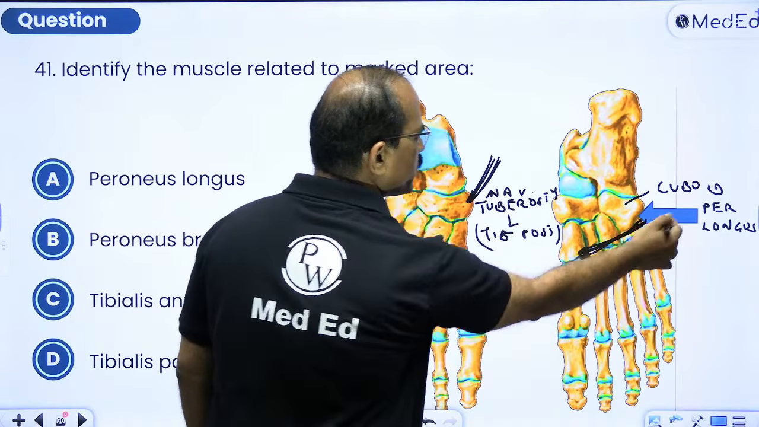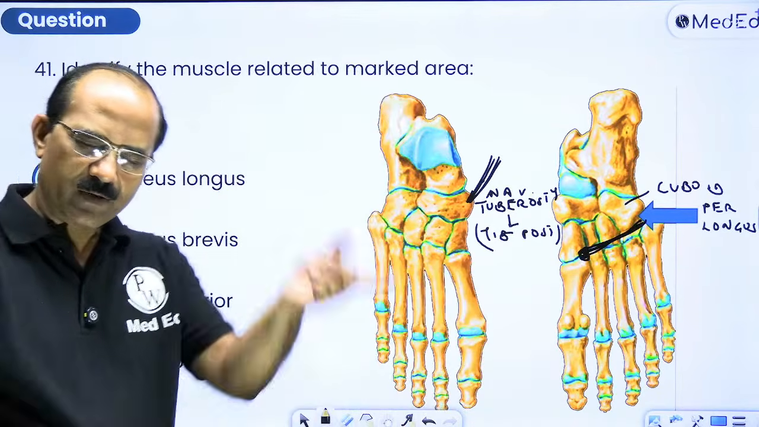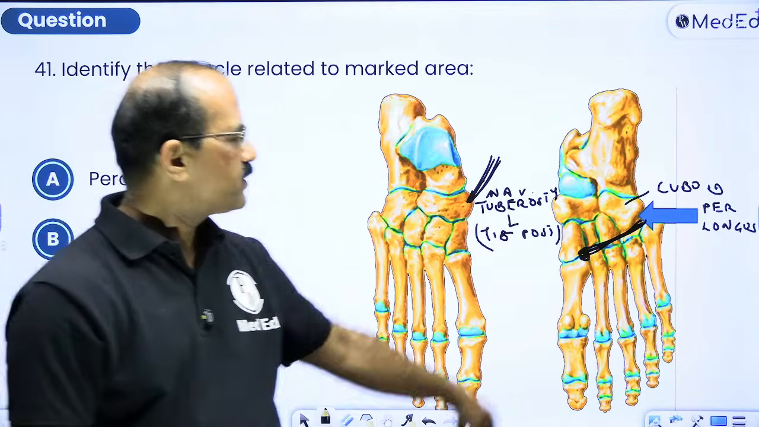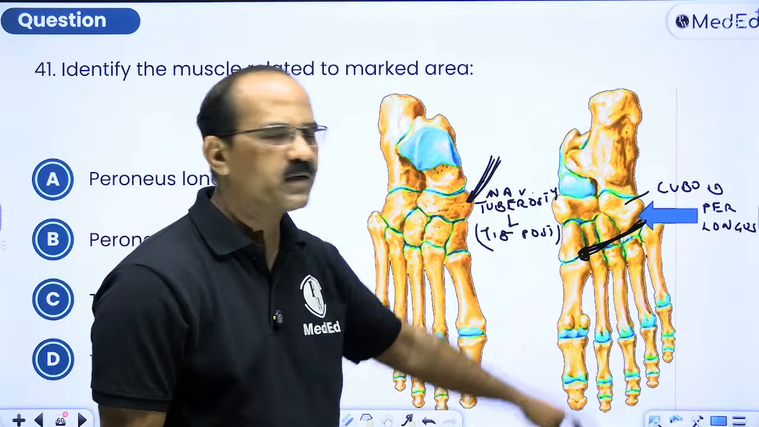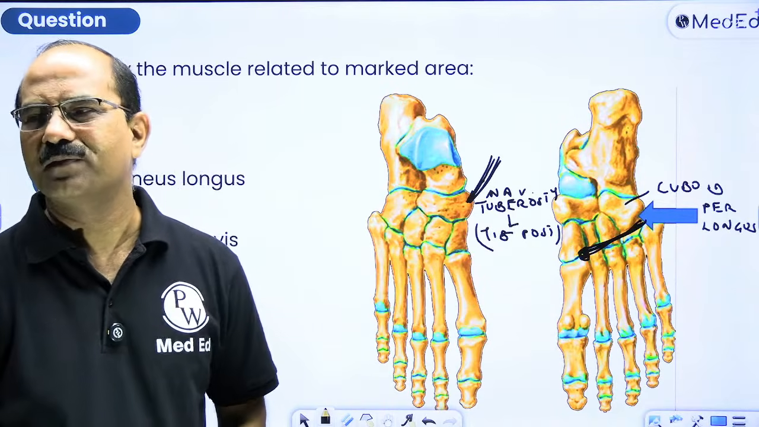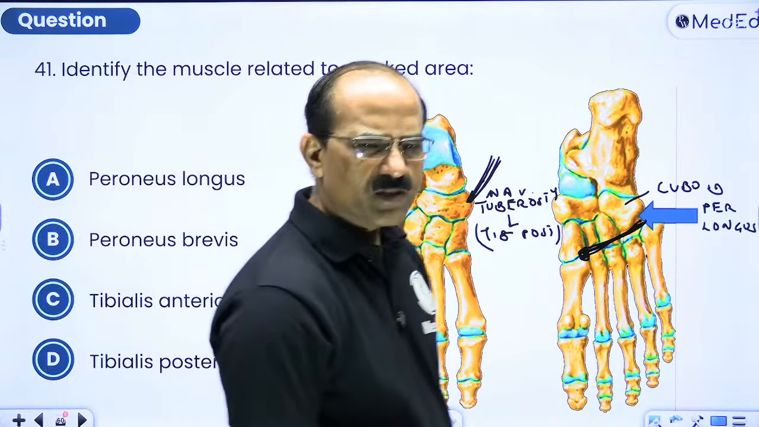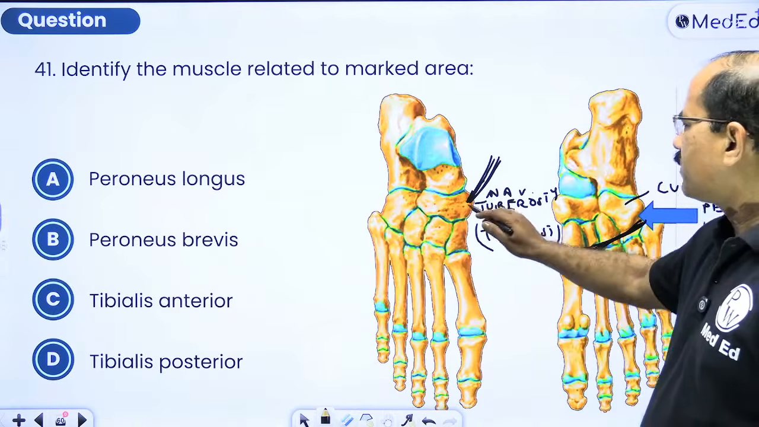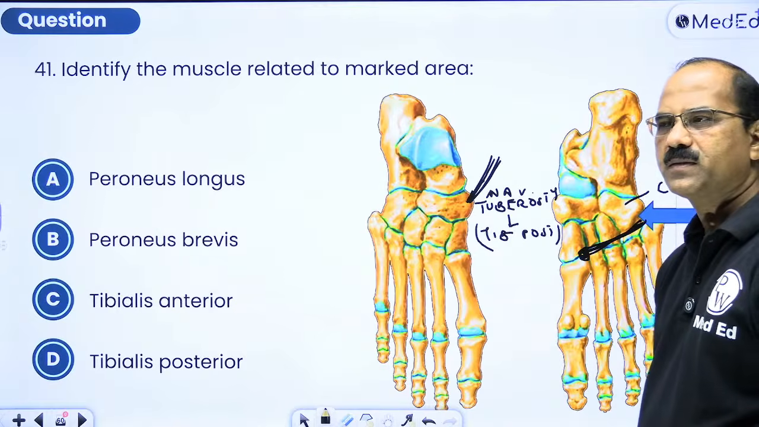So that's the peroneus longus. Peroneus longus muscle comes from the lateral side. It grooves the cuboid, goes below the metatarsal bones, inserts on the lateral aspect of base of the first metatarsal and the medial cuneiform. बस ये याद रखना. Grooves and chief insertion on navicular tuberosity is tibialis posterior.